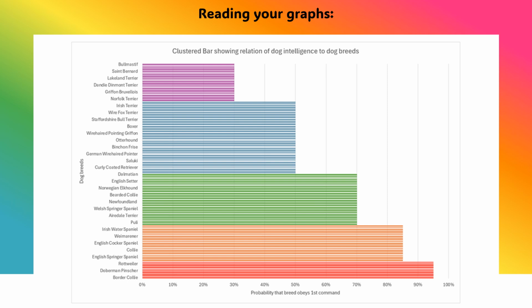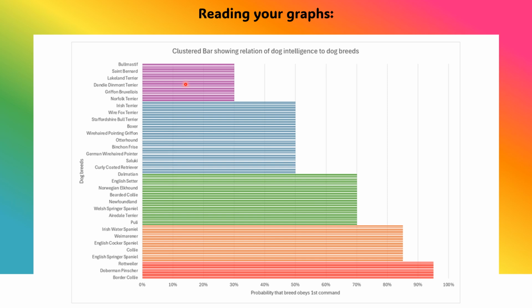As some examples, I've added my own graphs. This is a graph illustrating my research question, is dog intelligence connected to their breeds? This clustered bar graph explains the relation of dog intelligence to different dog breeds. On the y-axis, it shows us the different dog breeds. And on the x-axis, it shows us the probability that the breed obeys the first command that a human gives them. This is shown in 0% all the way to 100%.